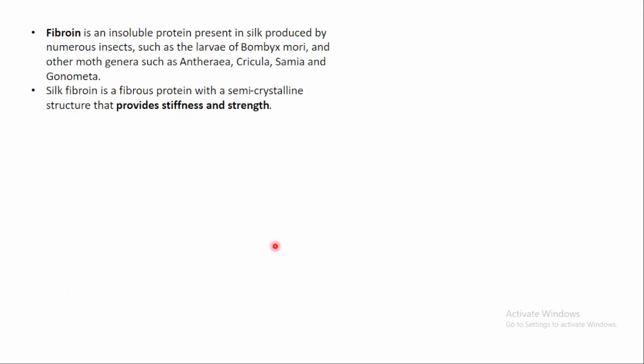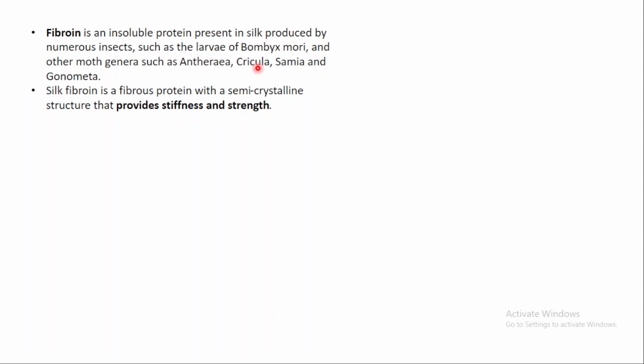Now what is fibroin? Fibroin is an insoluble protein. So fibroin is not a globular protein. Fibroin is an insoluble protein present in silk produced by numerous insects such as larvae of Bombyx mori and other moth genera such as Samia and Bronometa. So fibroin is silk fibroin, as I told, produced by Bombyx mori. Bombyx mori is the silkworm, the Indian silkworm. So people must have been confused about whether fibroin is of plant origin or animal origin.